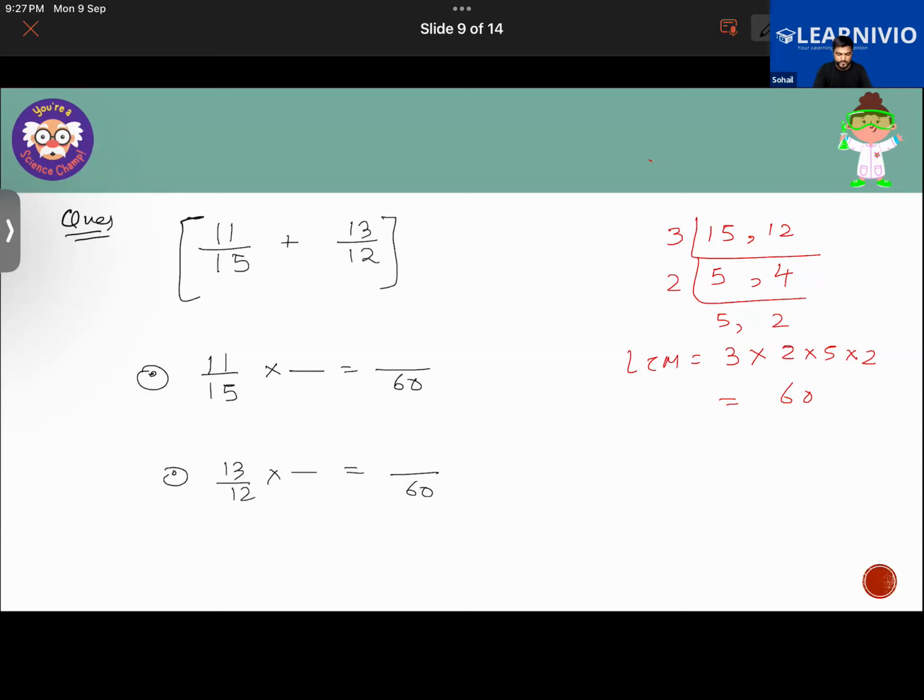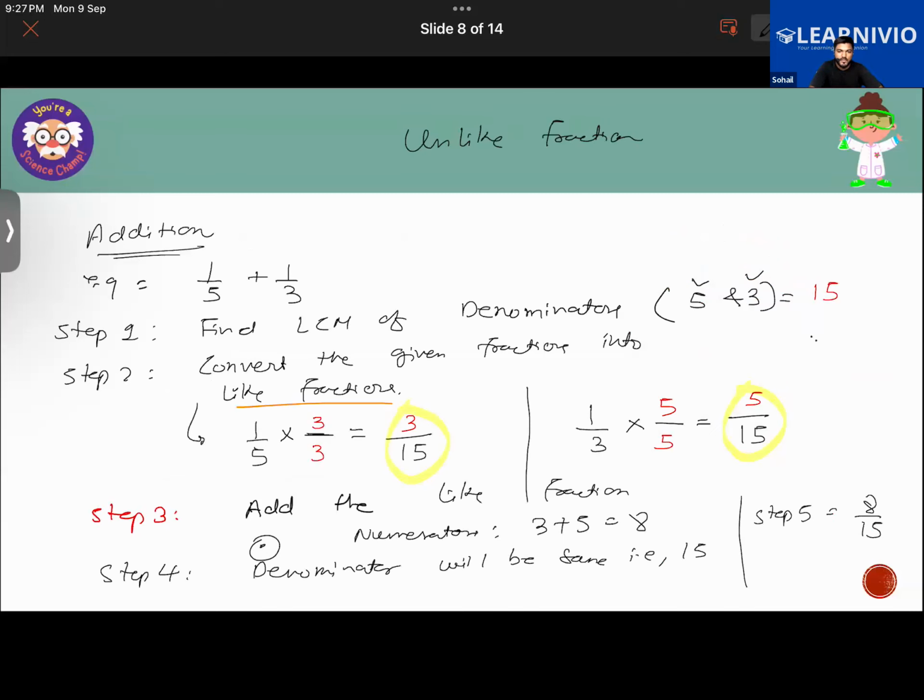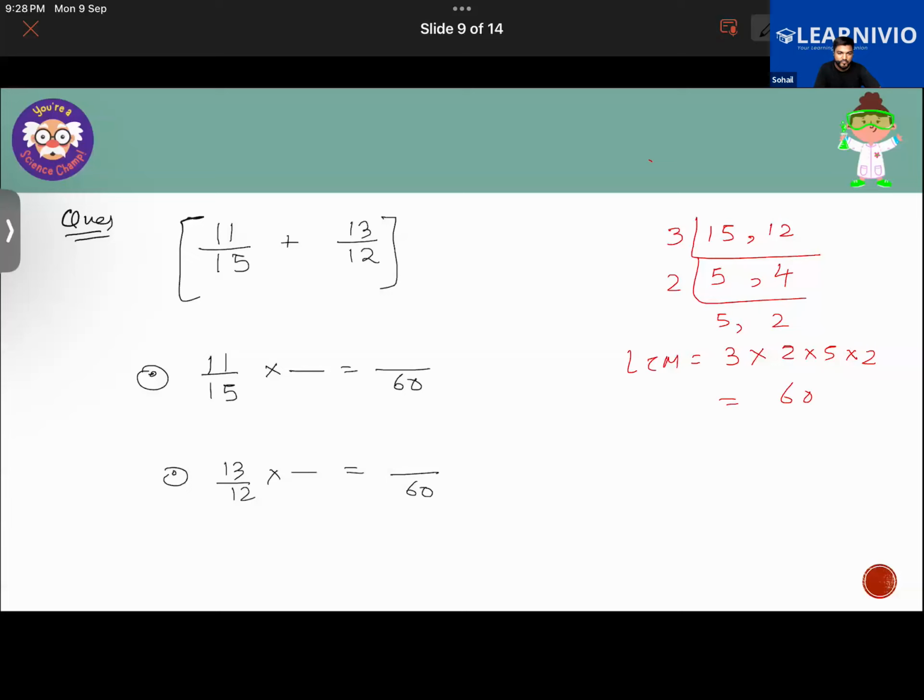Sir, can you go back to that page? After you have converted the denominator, then you have to add, just like you would add like fractions, so you have to follow those steps. So what do you do for the 11? 15 multiplied by 4 equals 60. 44 upon 60. Your numerator also has to be multiplied with 4 now. And Habib, this has to be multiplied with 5, so that becomes 60. So the numerator also has to be multiplied with 5. 13 fives are 65 here.